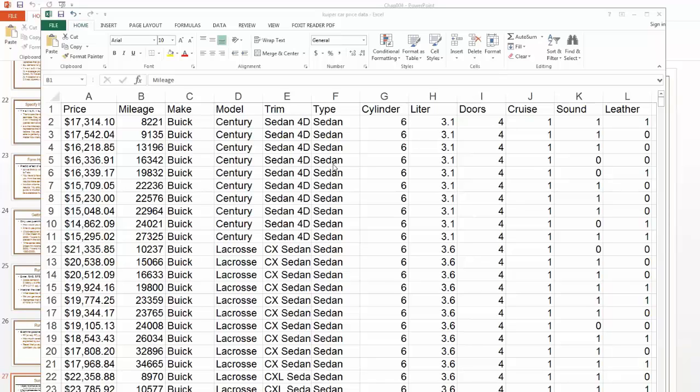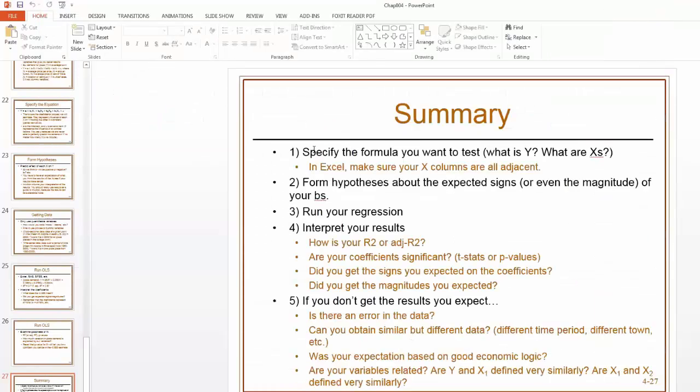I believe Joel was asking about whether there is a difference in the interpretation of regression results, whether you have one independent variable or many independent variables. And so I said, let's look at our little summary page here. You want to specify the formula that you want, and I said in Excel you have to make sure that if you have more than one x variable, they're all adjacent to each other.